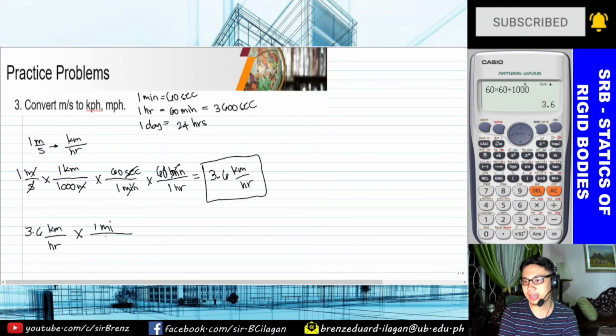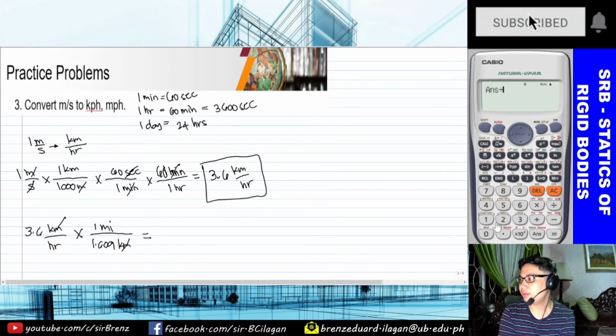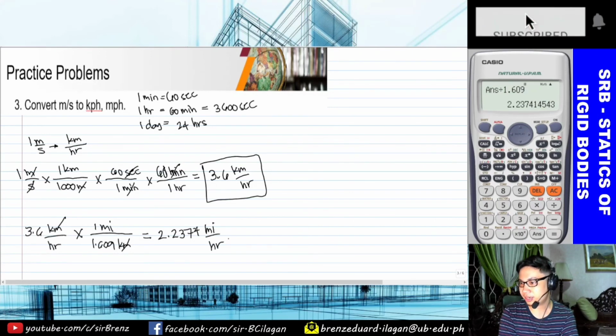So, in 1 mile, there is 1.609 kilometers. So, yung sagot natin kanina, divide mo lang ng 1.609. So, that is 2.2374 miles per hour.